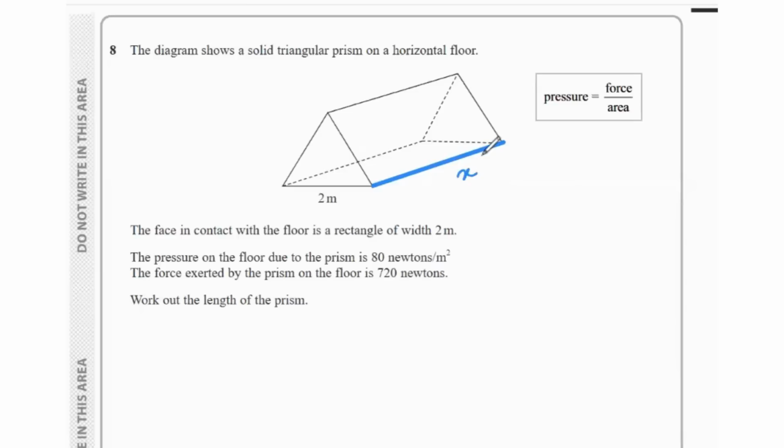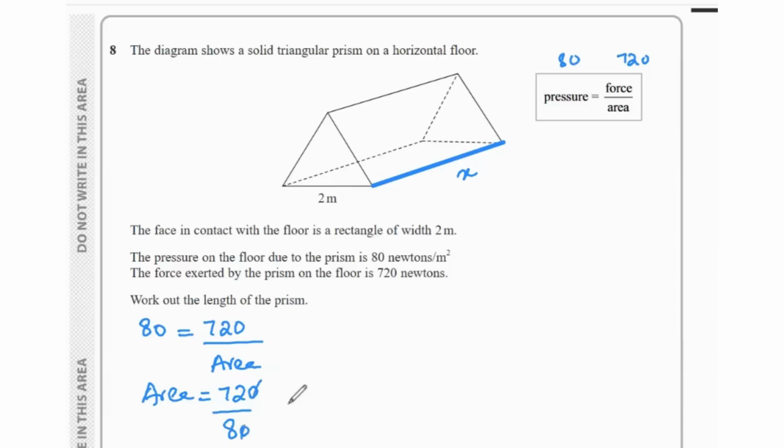This is x. So they told us that this is 2 meters and the pressure is 80 newtons per meter square. So this is 80. Force is 720. So we can easily use this formula to find the area of the base. So 80 equals 720 over the area, and area equals 720 divided by 80. Cancel the 0 out first, and 72 divided by 8 is 9 meters square.